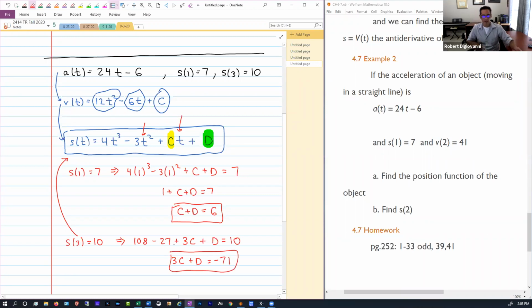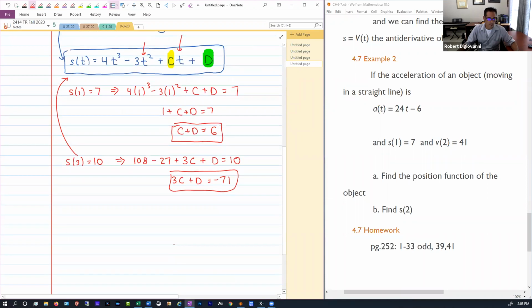And now what we have from college algebra is a system of linear equations. We have that C plus D is 6, and 3C plus D is negative 71. You can solve that system using one of two methods, substitution or elimination, which I'm not going to do. Understand though?